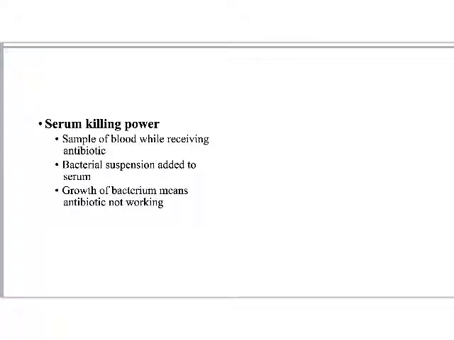Okay, serum killing power. I don't have a picture of it, but the idea behind this is that this is in people, right? So you're going to give a patient the antibiotic. You're going to take a blood sample, and you're going to look at the serum and see if there's enough antibiotic in the serum to actually kill the bacteria. So this would be done like in clinical trials. So if they start out with healthy people and give them the antibiotic, and then they take their blood, separate out the serum, and then see if they could get the organism to grow.